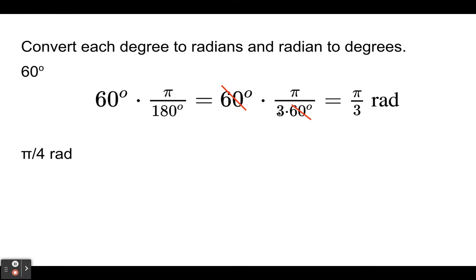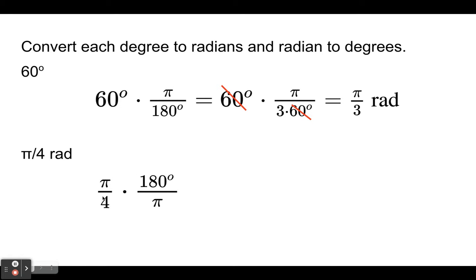All right, so 60 degrees, I multiply by pi over 180. I simplify my fraction, and I'm left with my angle. And then you have to put the radians, RAD, just like you'd have to put a degree symbol. Well, let's go backwards. Let's go from radians to degrees.